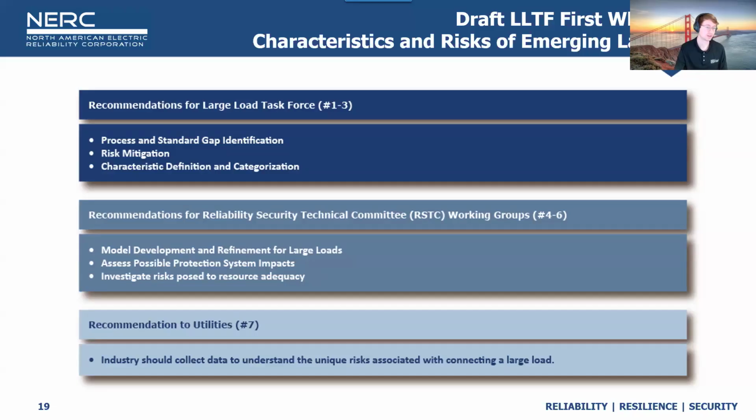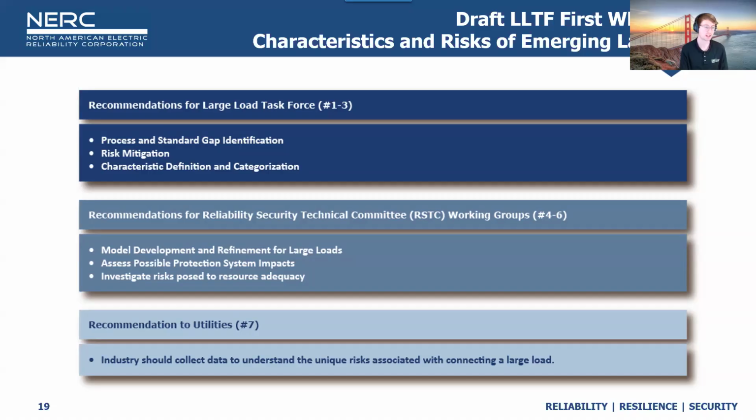Additionally, we want to recommend to certain Reliability and Security Technical Committee working groups, like the load modeling working group, that we want them to definitely continue work on model development and refinement for large loads. We also want to work with our system protection and control working group to assess the potential protection system impacts, and working with the data centers to figure out what does their protection look like? What does the utility protection system look like? And do we need to change things on either side in order to make sure that we see tripping as intended and as planned, not something that we're surprised by.